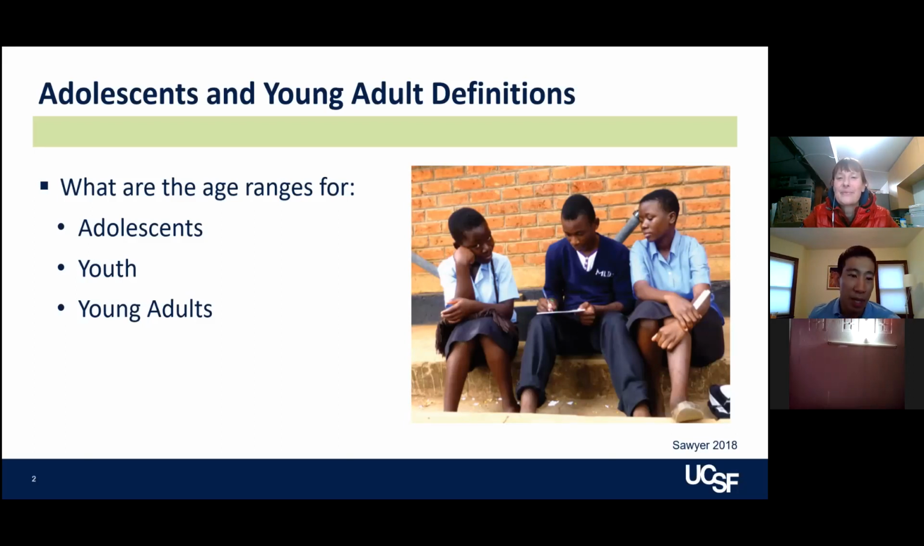Is young adulthood an age range that people talk about or refer to in Kenya? Yes, we do have adolescents and young adults, AYAs. We usually refer to them as AYAs. And then we also have another term, AGYWs, adolescent girls and young women. So the words young adults and young are actually used.